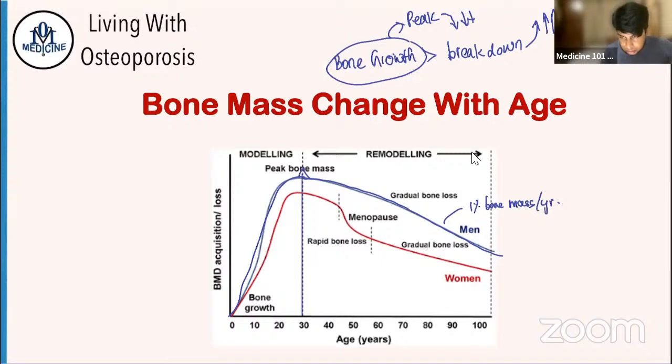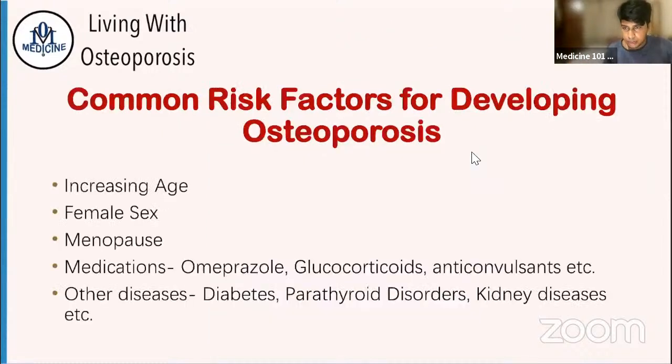And in a female, the loss is similar to a male, but the moment you hit menopause, there's a sudden drop. There's a sudden drop, and then afterwards it goes down similar to a male. And women have lower bone mass because they have less testosterone in their body. That means they have lower bone mass.